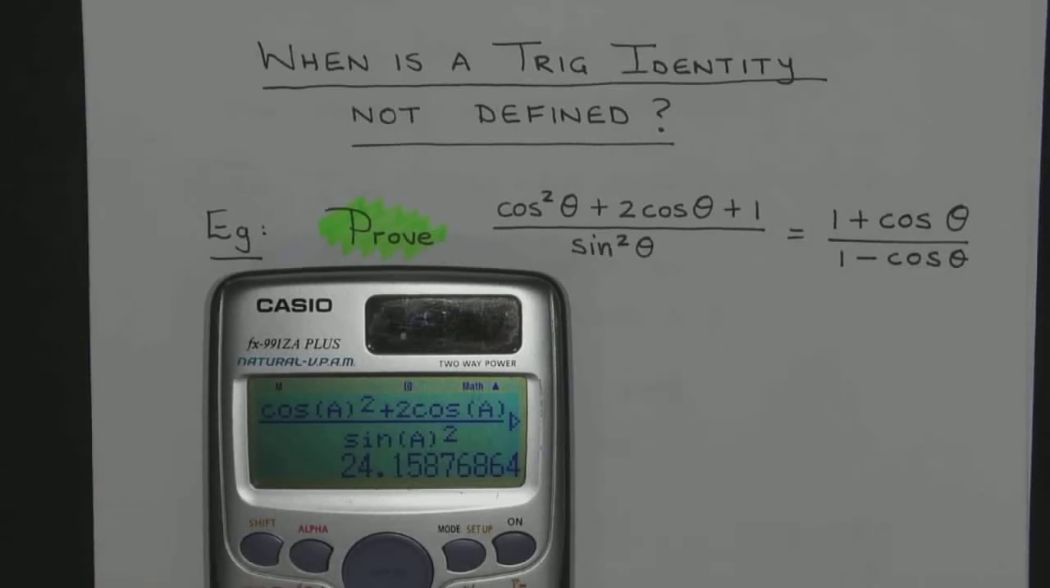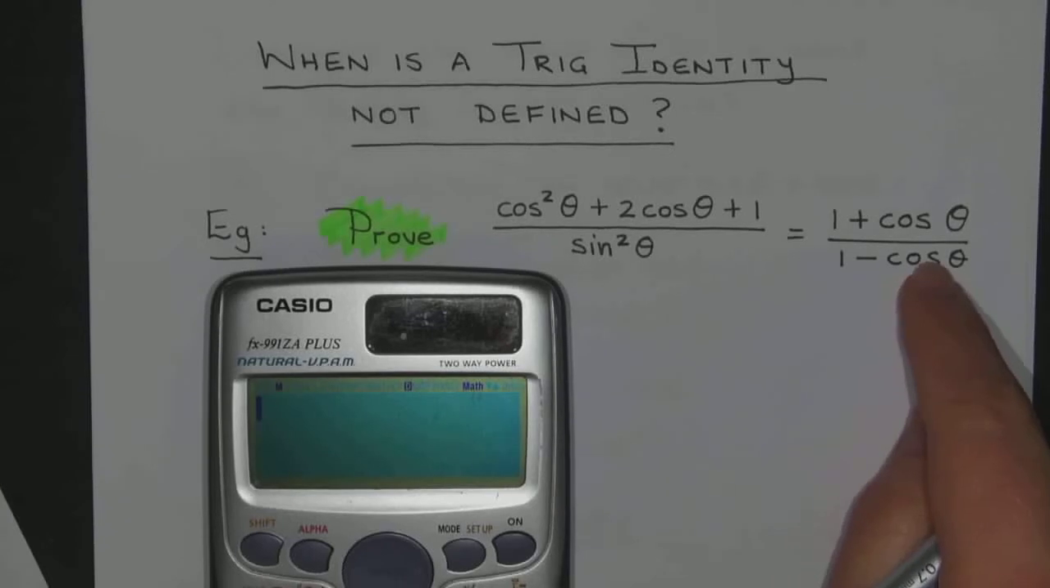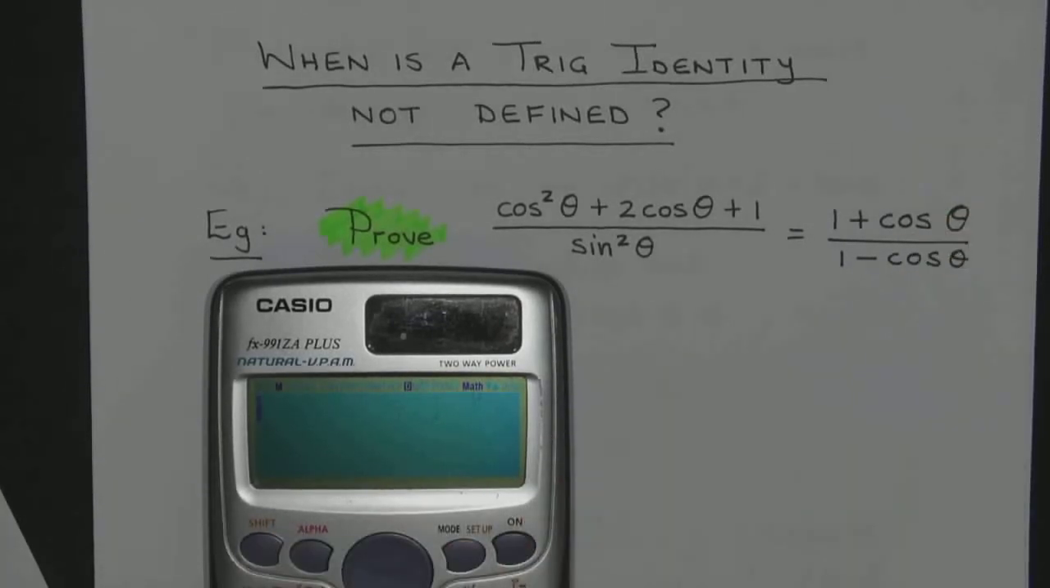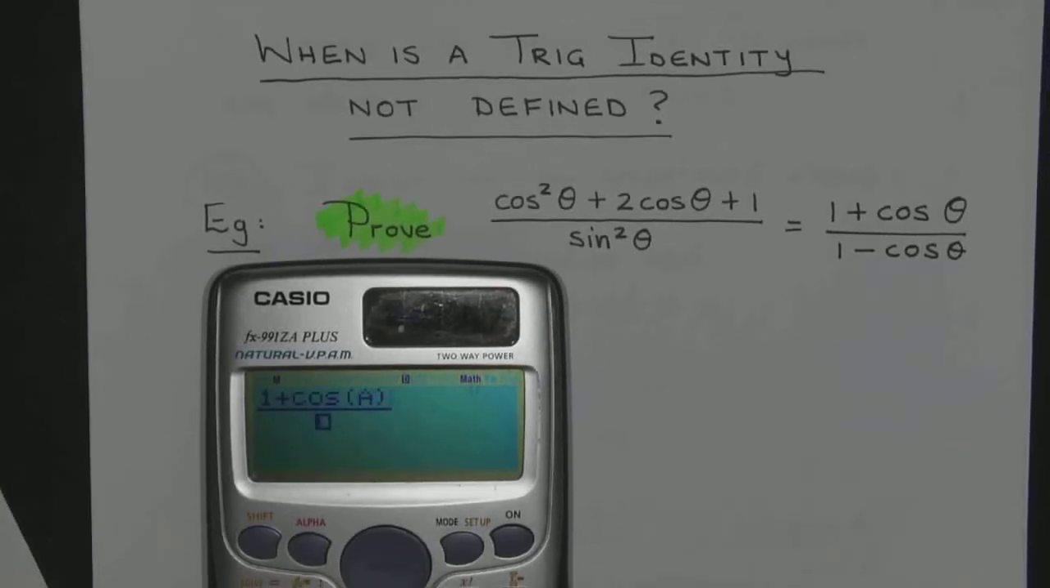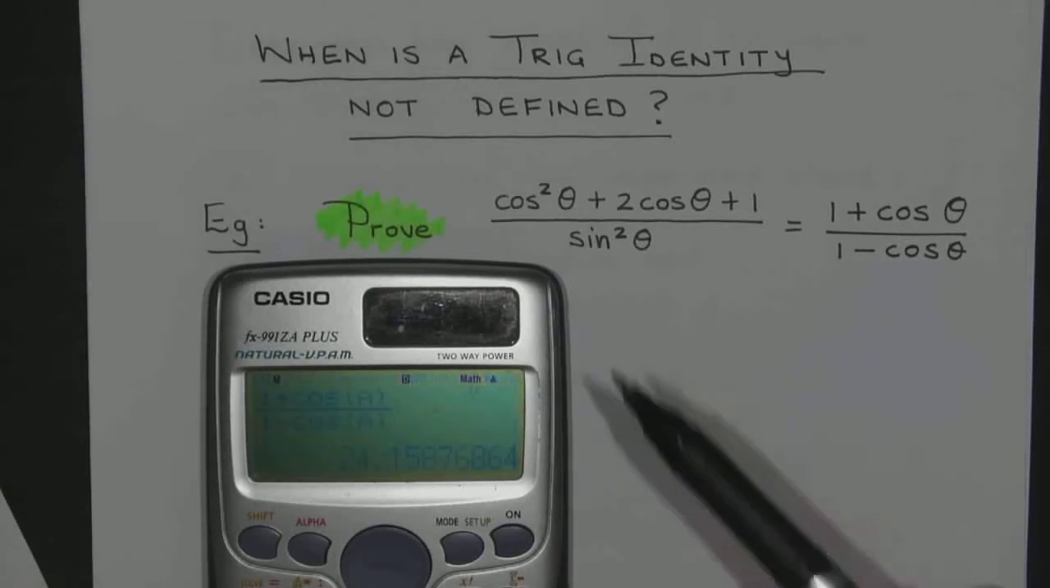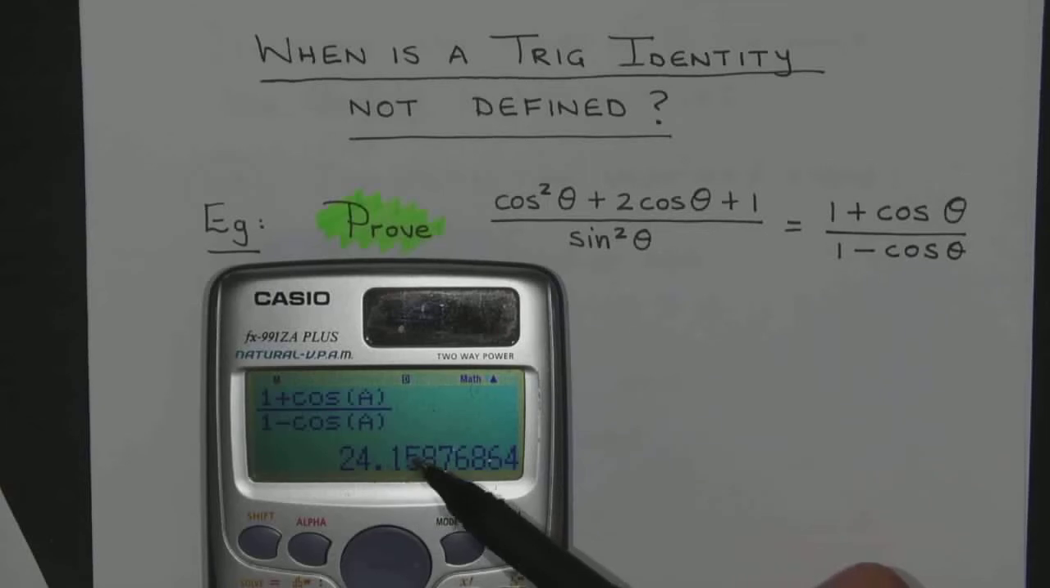I'm going to just write that down somewhere so we can compare it just now: 24,1587. Now, if I go to the right-hand side and type in this exact same angle, I go 1 plus cos of that angle over 1 minus cos of that angle. I get 24,1587,864, which means the left-hand side is equal to the right-hand side for 23 degrees.